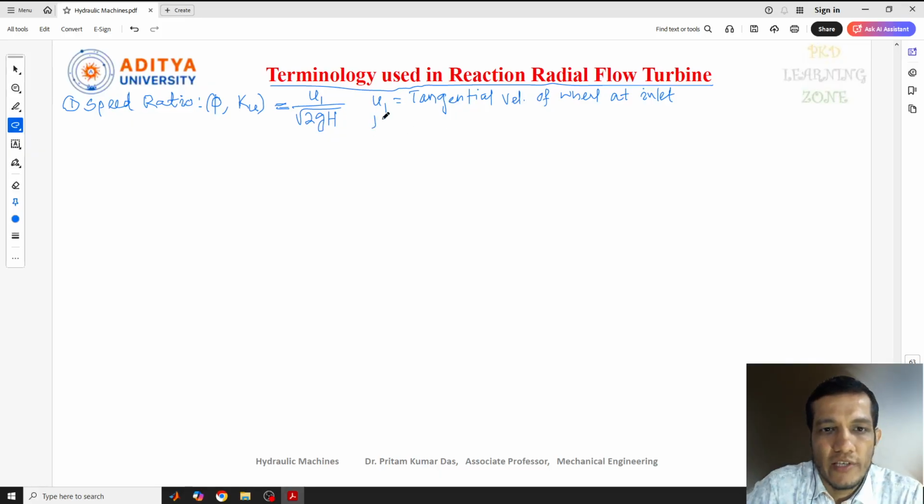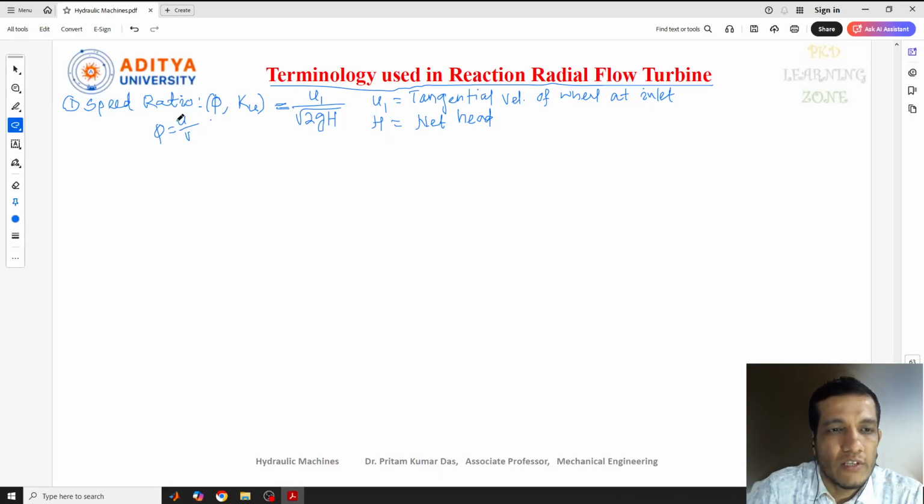Similarly, H is the net head. This U is also sometimes called only the speed of the turbine, or the speed of the blade. In some books, phi is given as only U by V, where V is the inlet velocity, the jet velocity at the inlet condition. When you consider the theoretical velocity of the jet, it can be written in this form also.